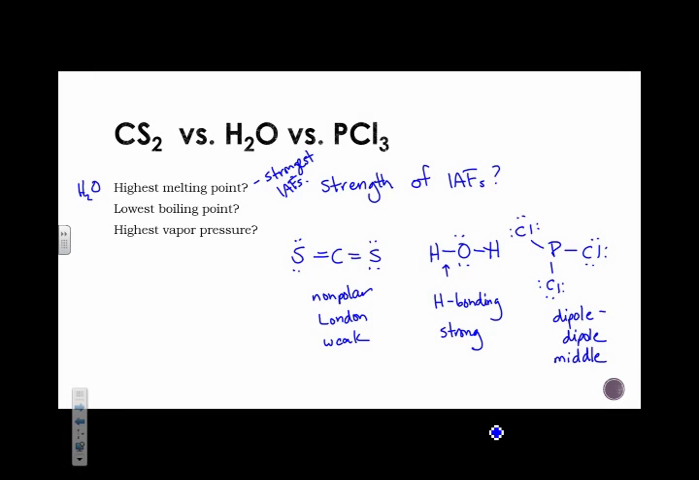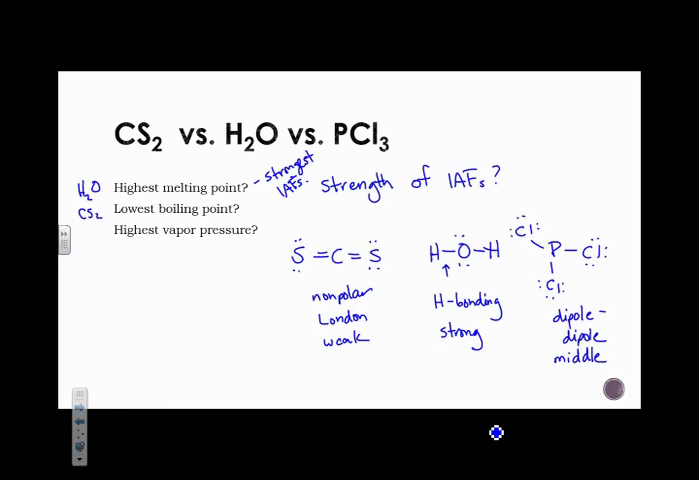The lowest boiling point, on the other hand, is going to be the one with the weakest intermolecular attractive forces because I didn't have to put as much energy in to get it to boil, and so that will be CS2. The highest vapor pressure will come from the molecule with the weakest intermolecular attractive forces because we're talking about lots of pressure coming from this vapor, and so this will be CS2 as well.